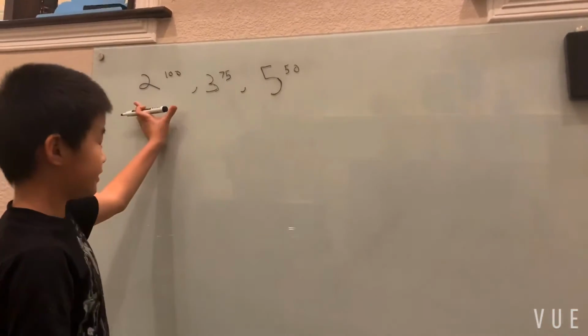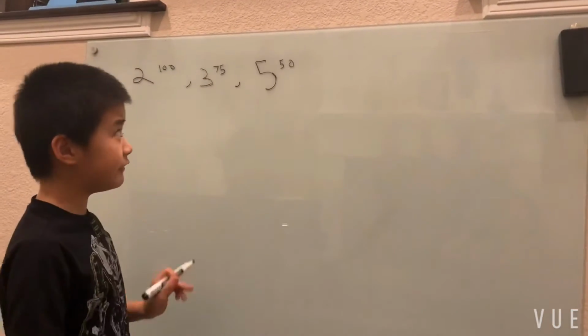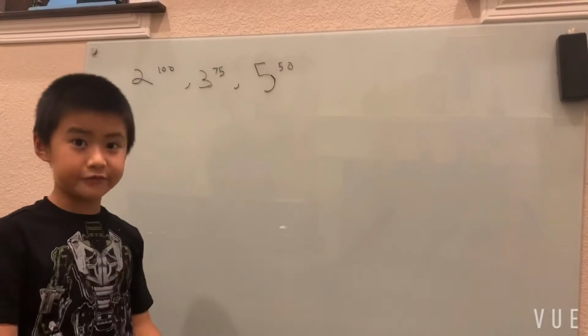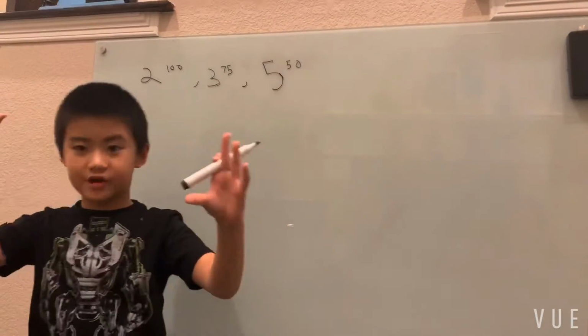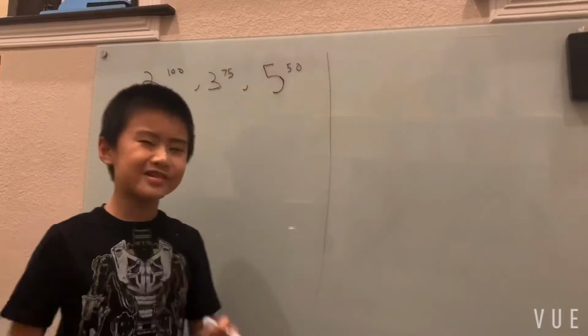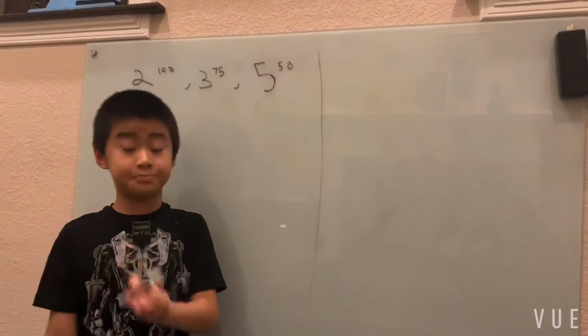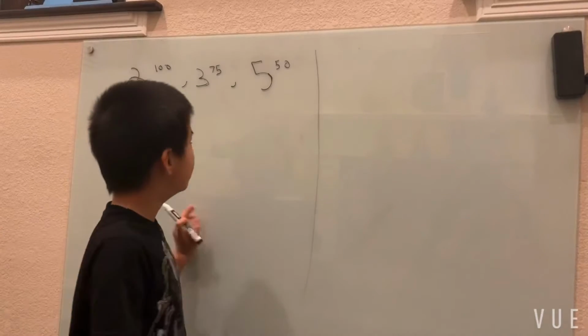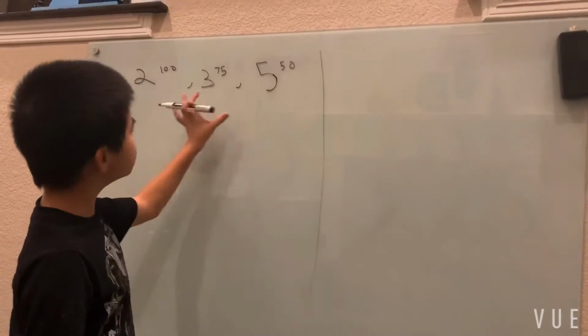To order 2 raised to the 100th power, 3 raised to the 75th power, and 5 raised to the 50th power from least to greatest. Again, by the way, we're slowing down our little vacation, okay? This is still pre-algebra exponents. So, you see these exponents here?